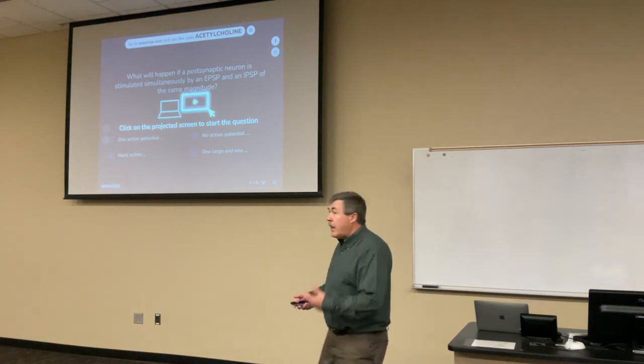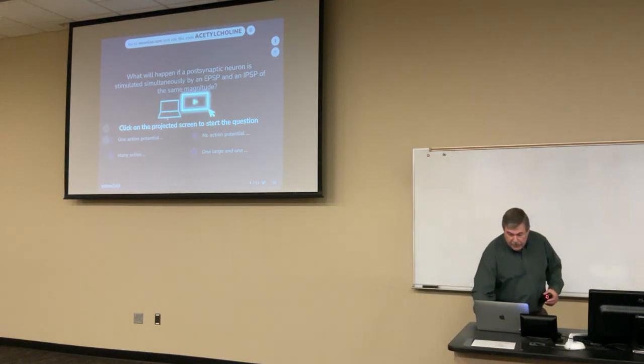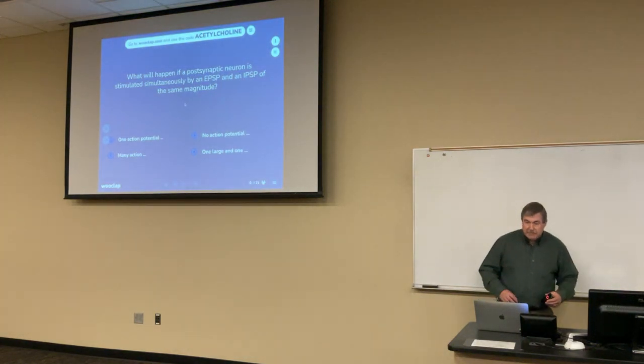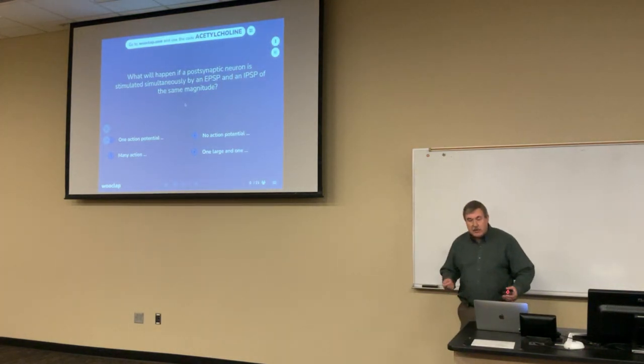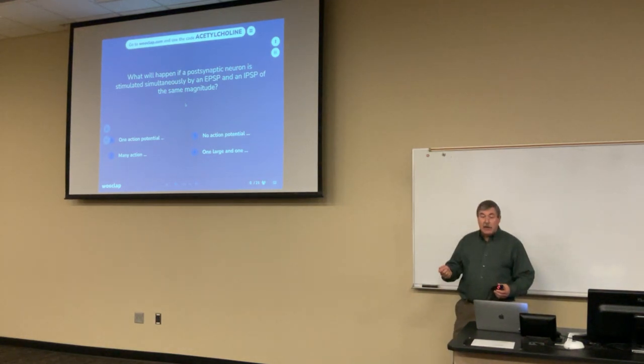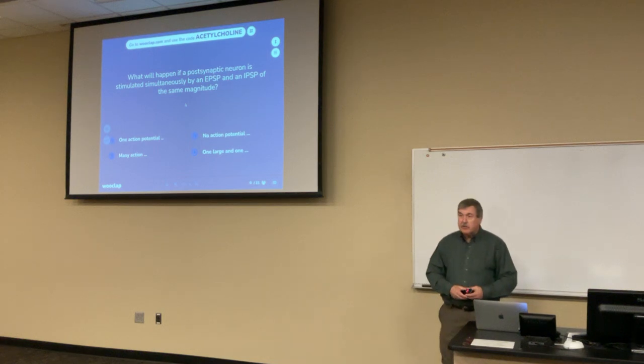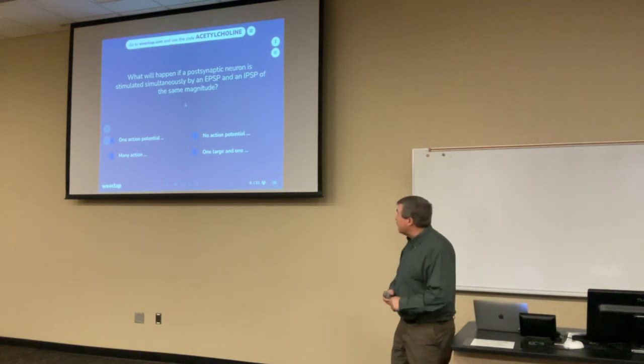So, okay, let's do one more review question and we'll stop here because we're about out of time. We do have about a minute. So what will happen if a postsynaptic neuron is stimulated simultaneously by an excitatory postsynaptic potential and an inhibitory postsynaptic potential of the same magnitude? What would happen?